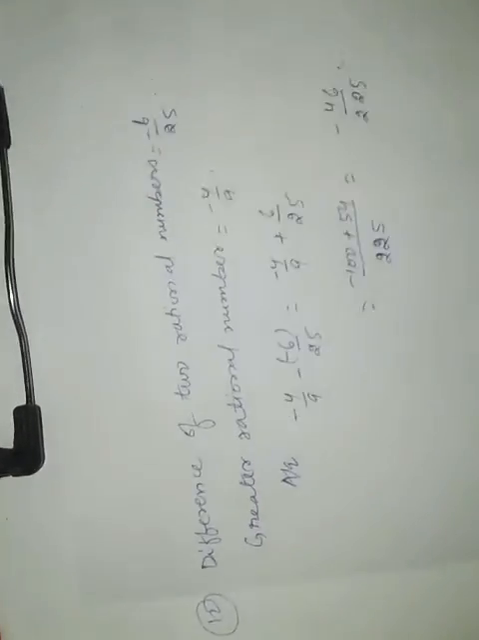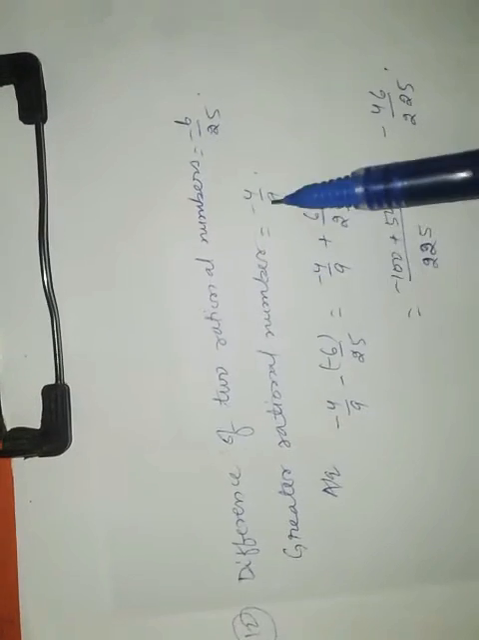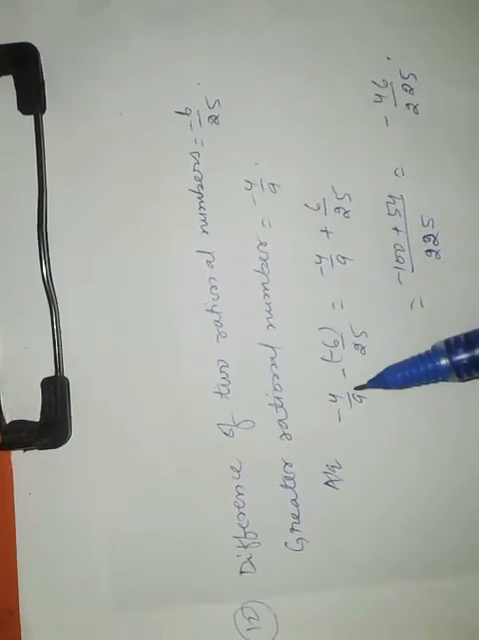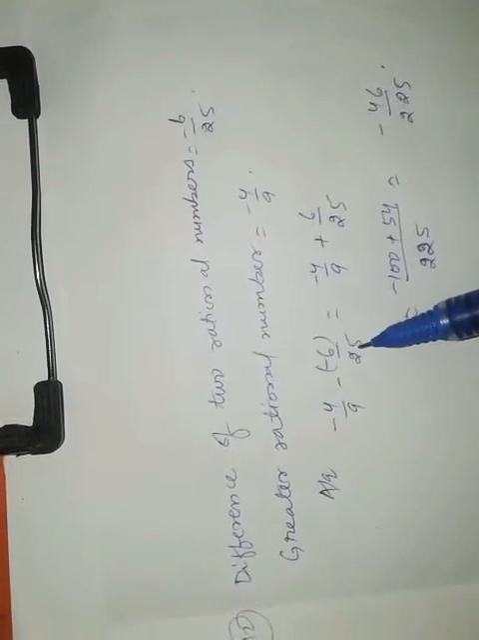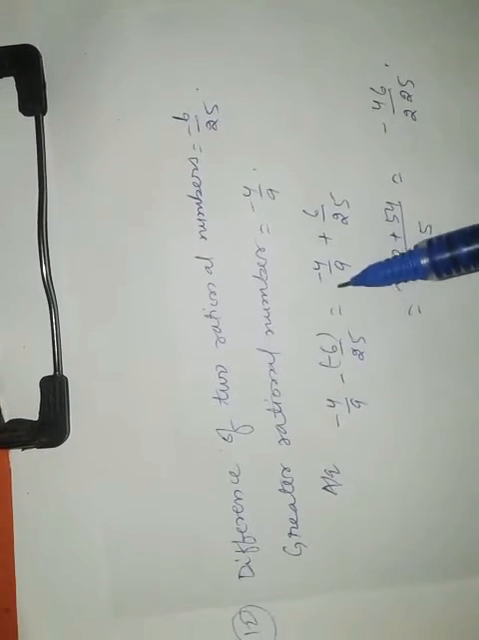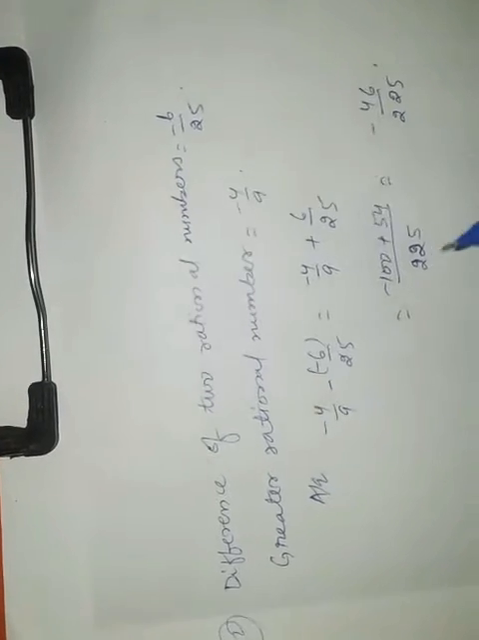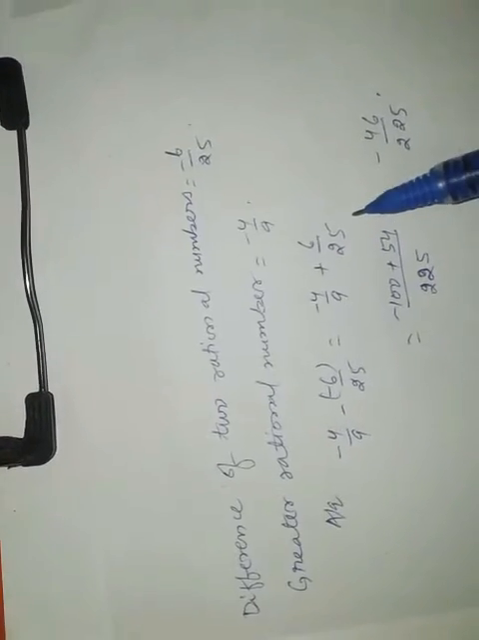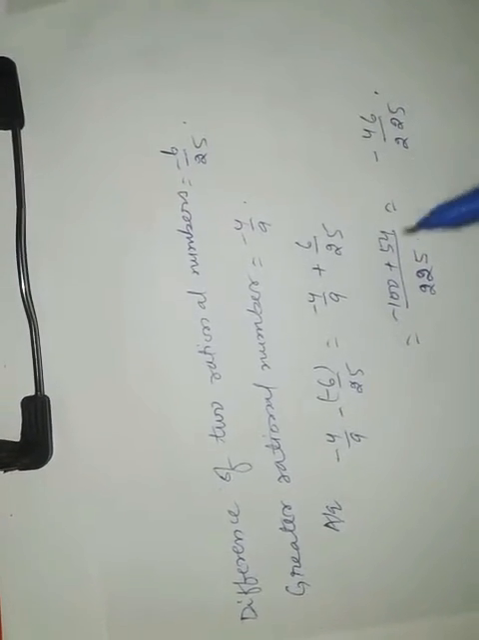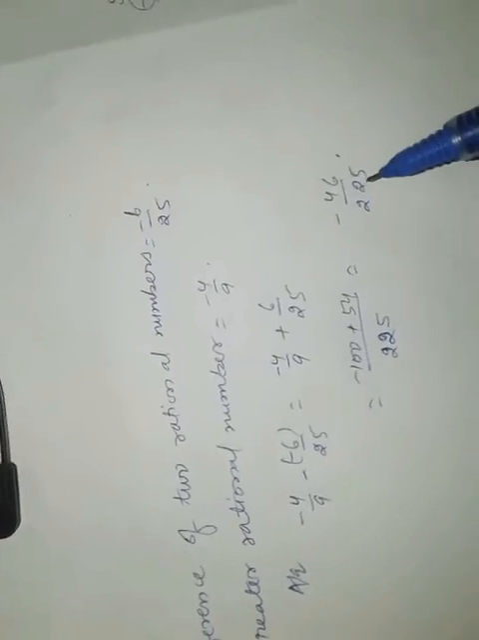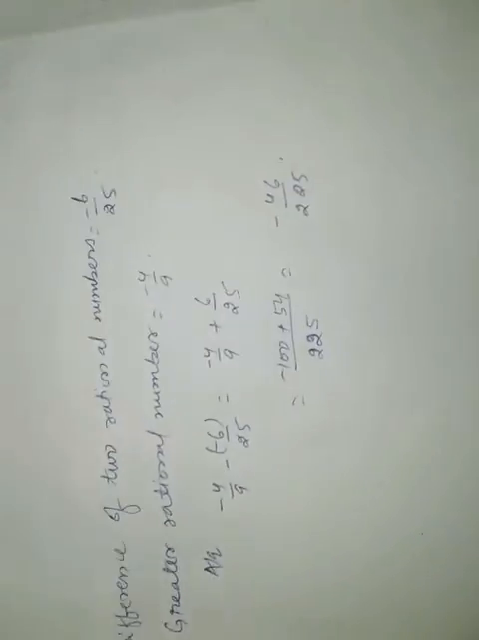So let's move ahead here. The difference of two rational numbers is minus 6 by 25. The greater number is minus 4 by 9. So according to the question, minus 4 by 9 minus minus 6 by 25 equals minus 4 by 9 plus 6 by 25. Now we take the LCM. 9 times 25 is 225, so minus 100 plus 54 by 225. When we add these, we get minus 46 by 225. So this is the required rational number.